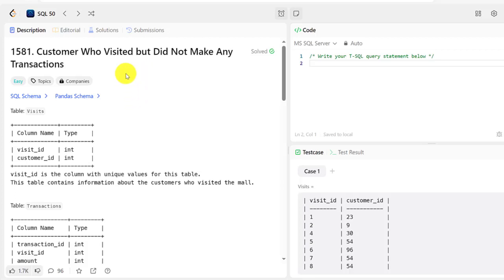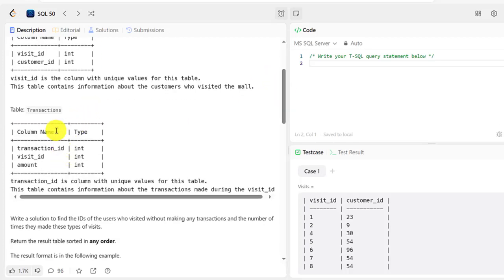Okay, so this is our question number 8 from Leetcode SQL 50. Customers who visited but did not make any transactions. So this is question number 1581. So we have two tables here, visits and transactions. The first table has two columns, the visit ID and the customer ID. And then we have the transactions table where you have the transaction ID, visit ID, and amount.